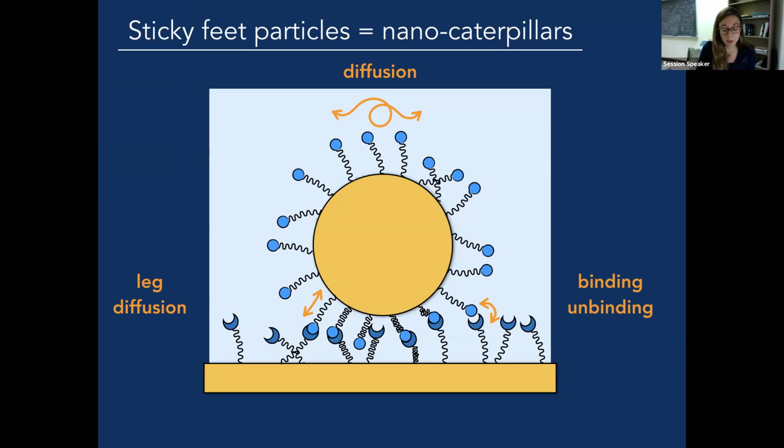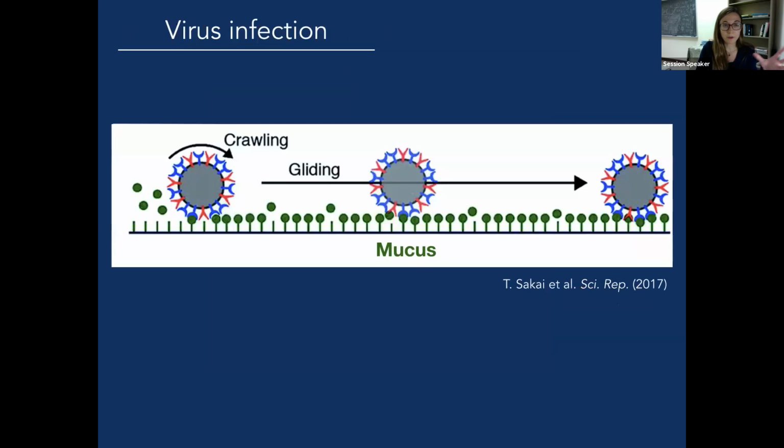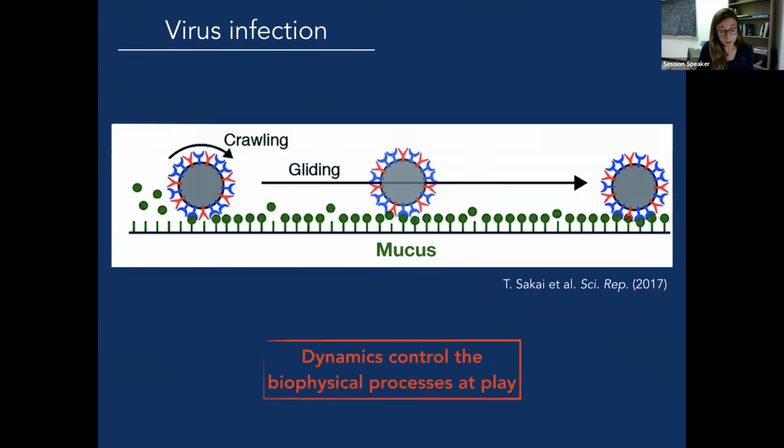One very famous example in the biological realm is viruses. Virus cells are typically coated with a bunch of sticky attachment points that attach to the mucus and then crawl, glide, and finally achieve the whole infection procedure. And here, understanding the dynamics of binding and unbinding of these specific feet is critical to understand how the biophysical process of infection is going to happen.